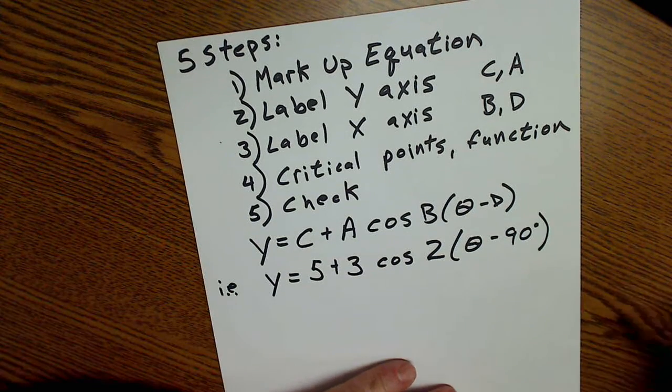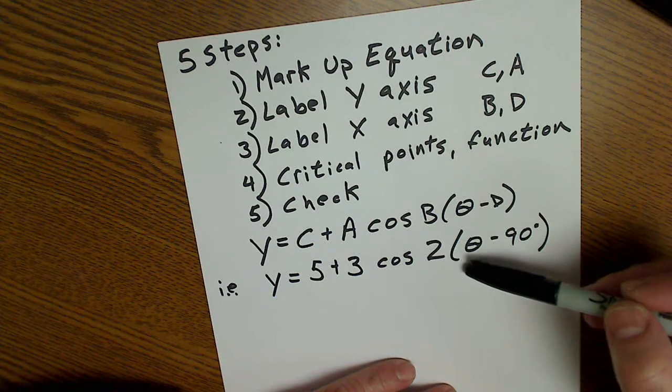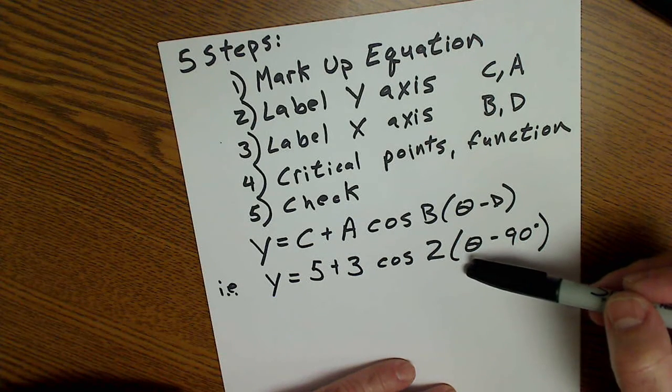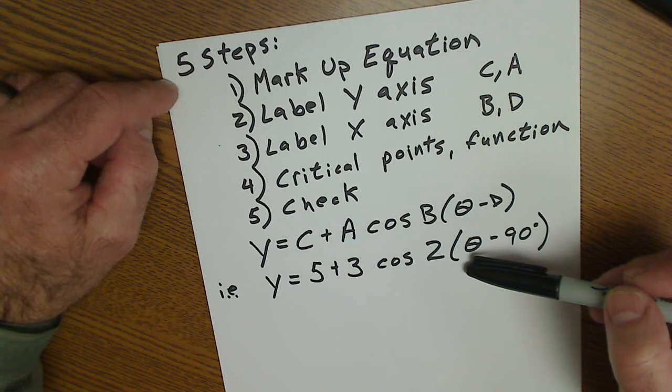Okay, let's graph some trig functions here. First off, this is theta, so I'll be in degrees versus x in radian. So I have a 5-step process to make this graphing pretty easy.